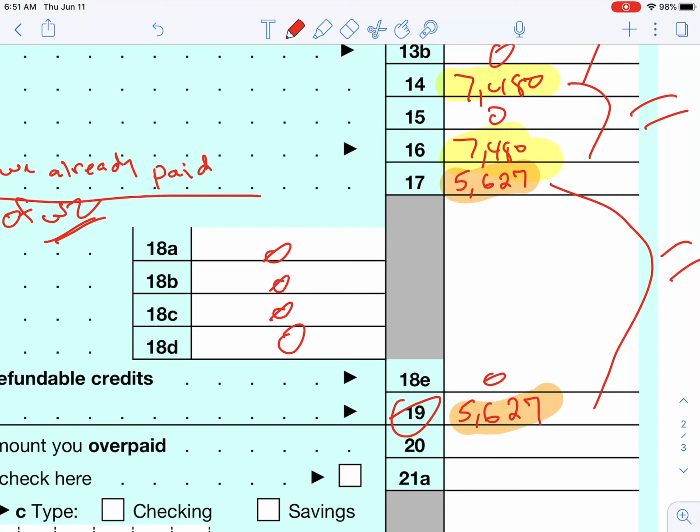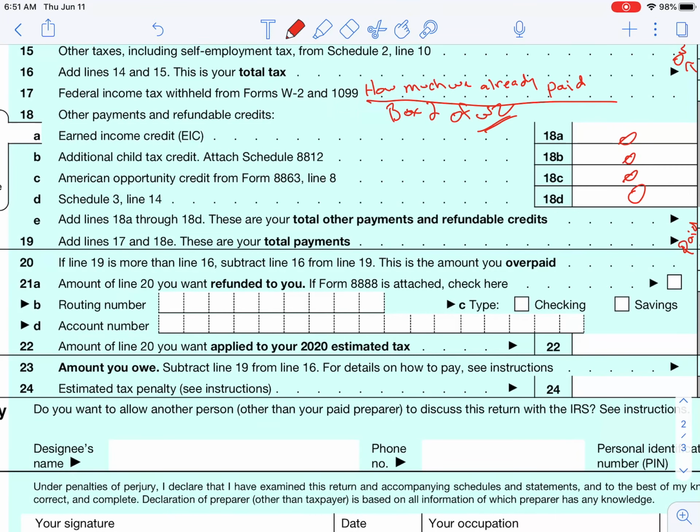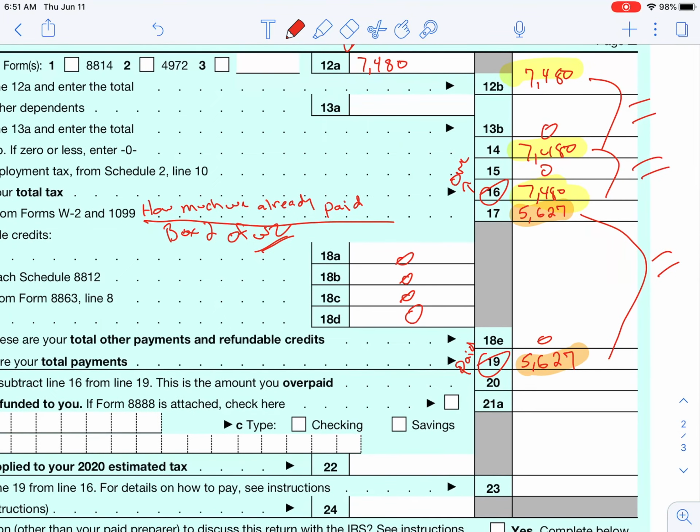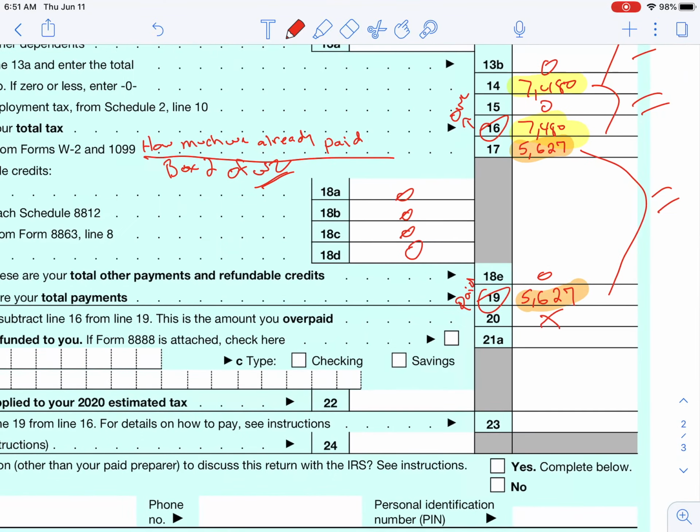So 19 is how much we paid. 16 is how much we owe. We owe 7,480, but we only paid 5,627. That means that we owe more money. All right? We look here. If line 19 is more than line 16, is line 19 more than 16? No. So we're not going to do this.